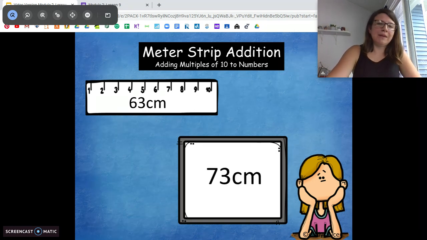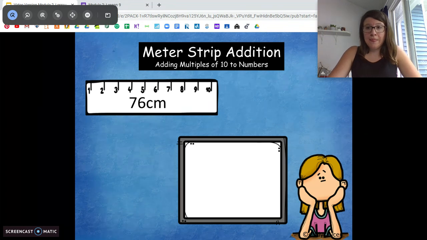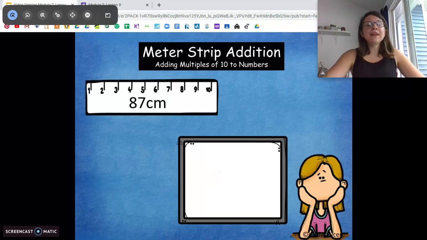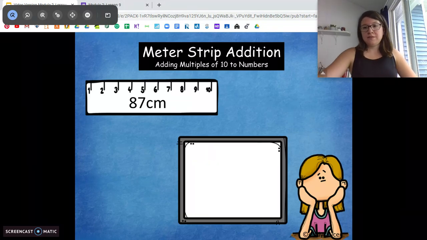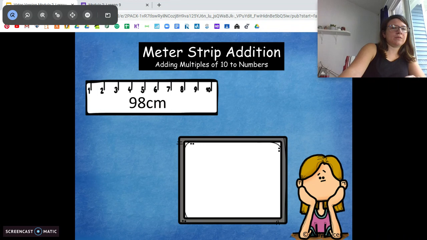Good. 73 centimeters. Awesome. 10 more than 76 centimeters. Remember, just changing the tens place. Good. 86 centimeters. Awesome. 10 more than 87 centimeters. 97 centimeters. Good.